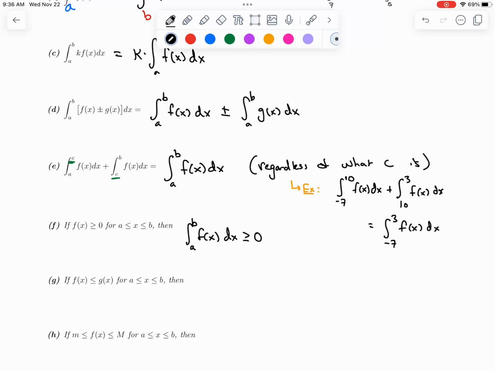So what part F is telling us is that if your function is above the x-axis, you're dealing with positive areas. So of course, your area is going to be positive.